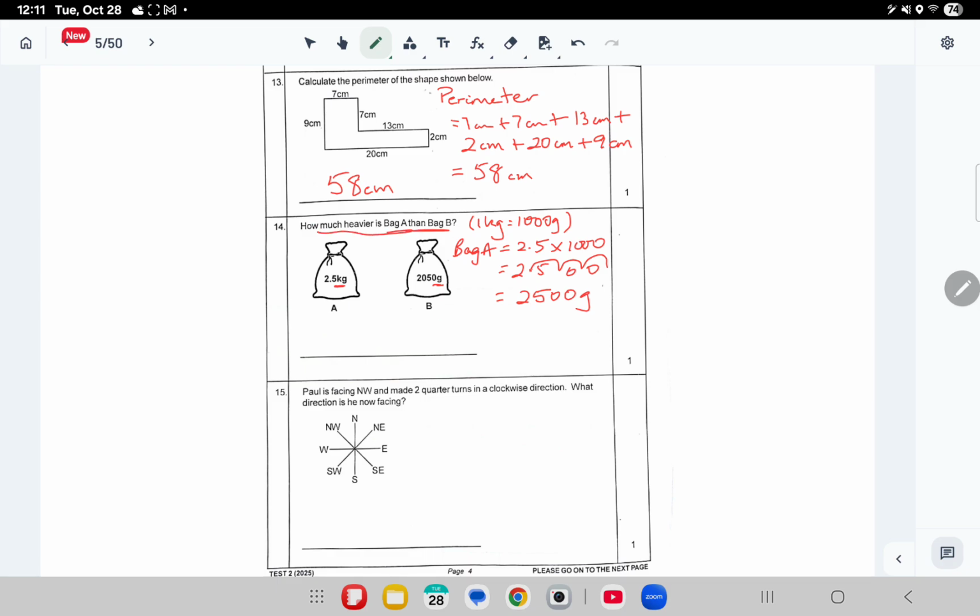To calculate how much heavier, we need to subtract. So to calculate how much heavier, it will be 2,500 grams take away the 2,050 grams. And this will leave us with 450 grams.